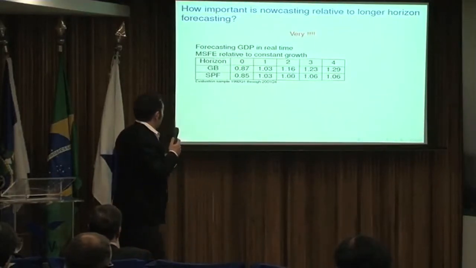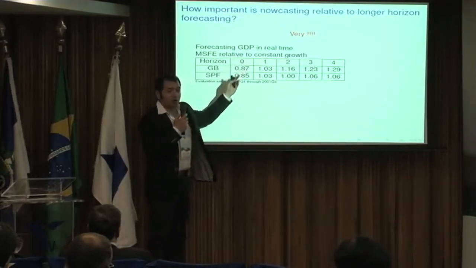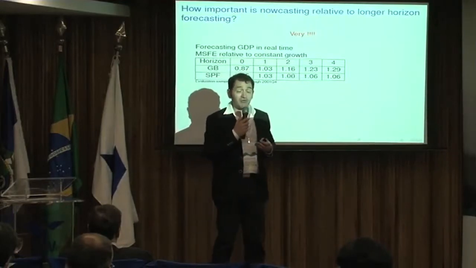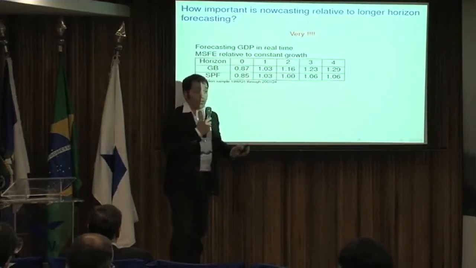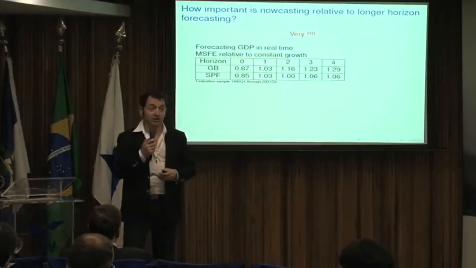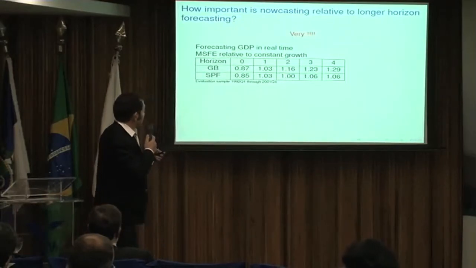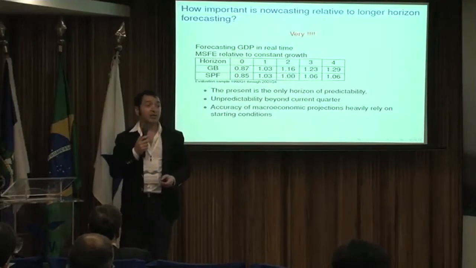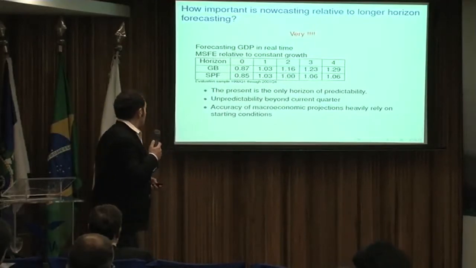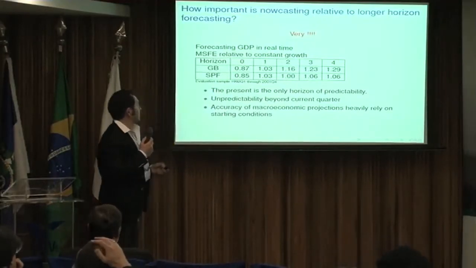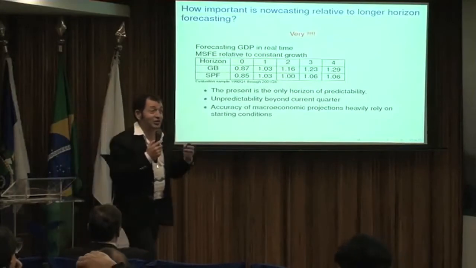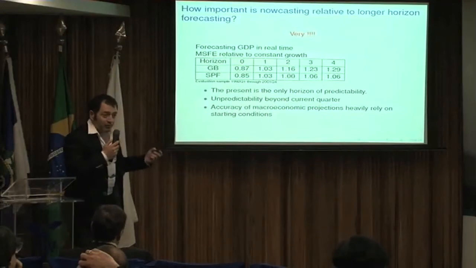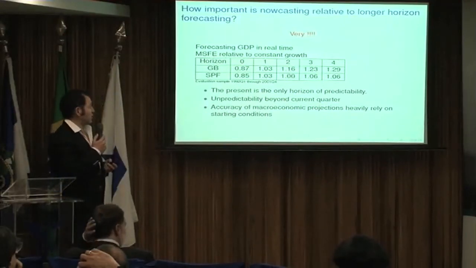Numbers larger than one mean that the Fed staff is worse than my grandmother in forecasting. Numbers smaller than one mean that they are better. And here you can see that only at zero you have a number that is smaller than one. So I hope that this convinces you that the present is the only horizon of predictability. There is unpredictability beyond the current quarter.